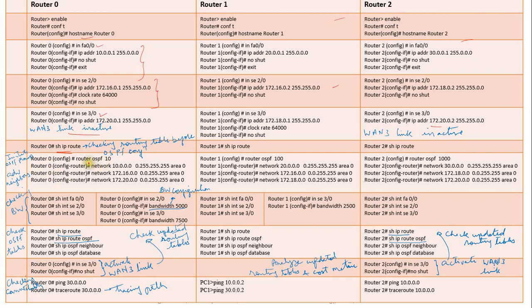On router 0, the first OSPF configuration command is router ospf and the process ID. The process ID can be between 1 to 65535. This ID is used to initialize the OSPF process on the router. Next, you have to advertise the neighbors on the routers. So the command is network and the IP address of that neighbor, 10.0.0.0.